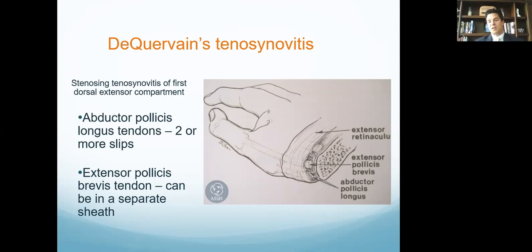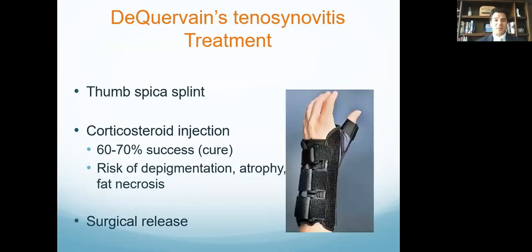The other thing that I frequently see when people do get to the surgical point with this is that this extensor pollicis brevis tendon sometimes has its own little tiny compartment within the bigger compartment. So you can imagine, if you add additional compartments, you start narrowing that space, and that is often the reason why folks will end up in surgery if it doesn't get better with some of the conservative treatments.